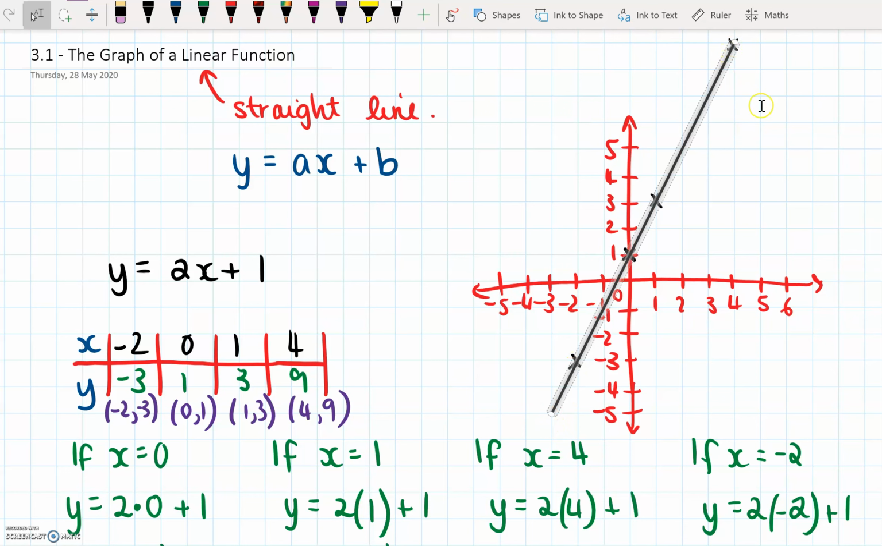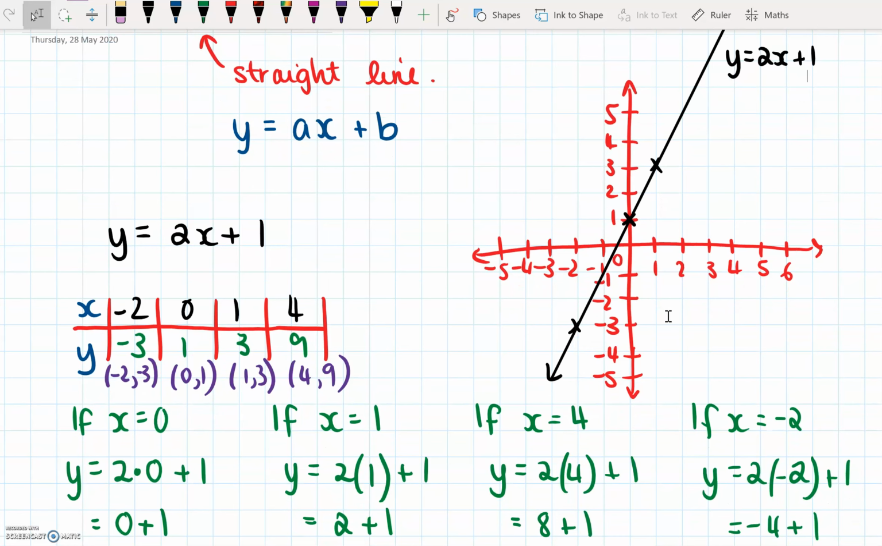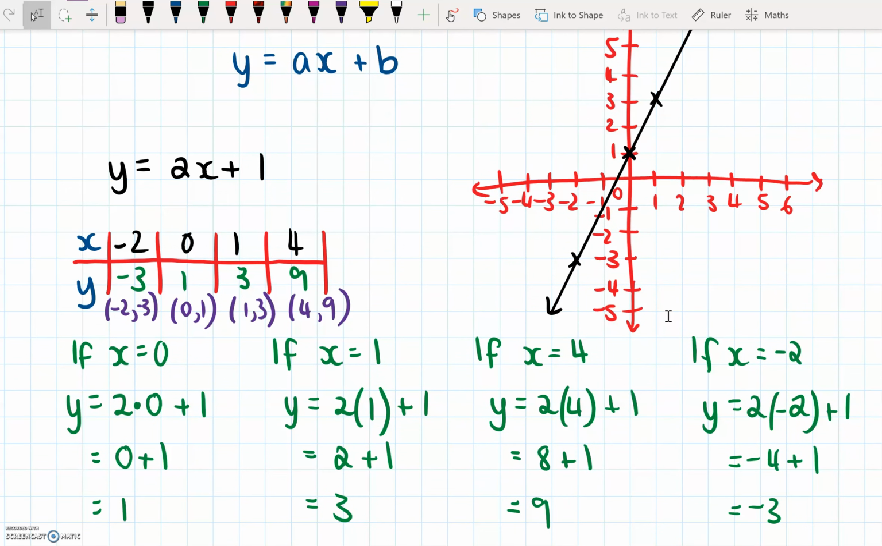Now your line should continue past the points, and then we finish it off with arrows, because again, this goes on forever, and we then need to label it y equals 2x plus 1. Okay, this is how we graph a line. All right, this can be done with any formula. All right, and I'm going to leave it at that for that one.